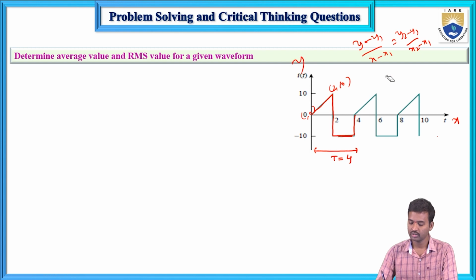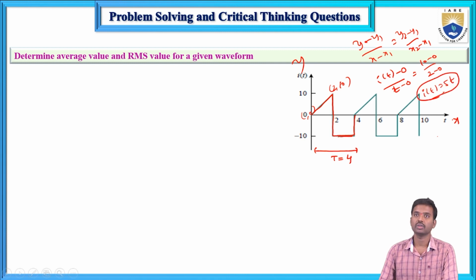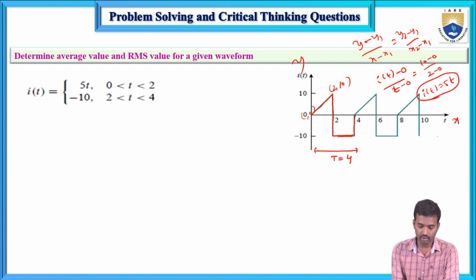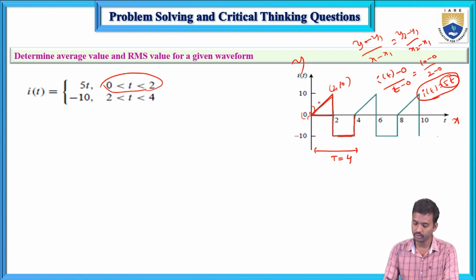So now here, I of t minus 0 divided by t minus 0 equals 10 minus 0 divided by 2 minus 0, that equals I of t equals 5 into t only. So now here the limits, 0 to t, this equation is 5 into t, I of t.